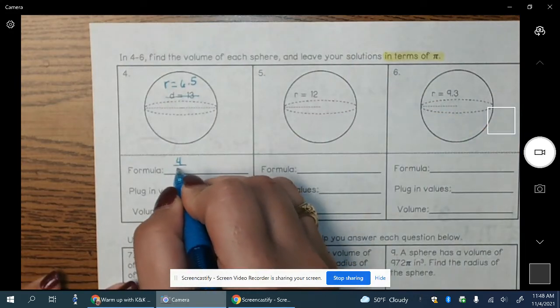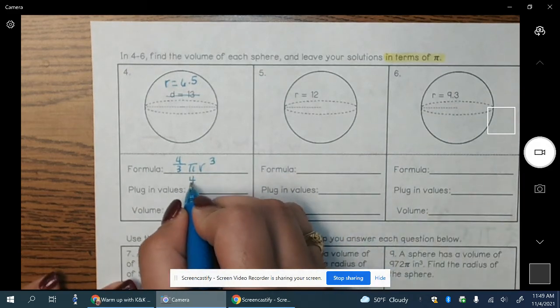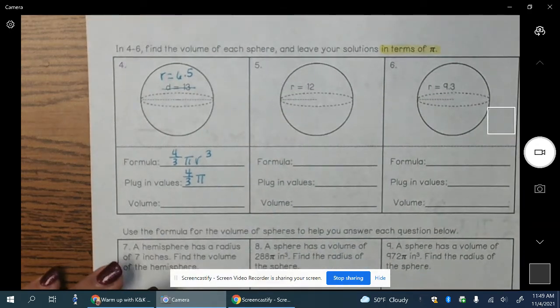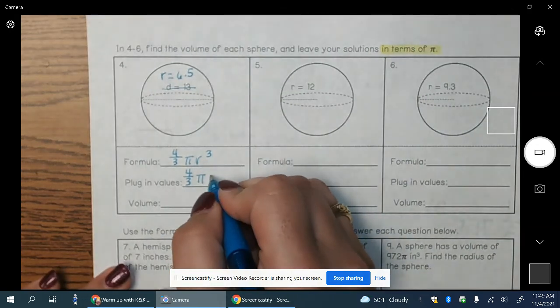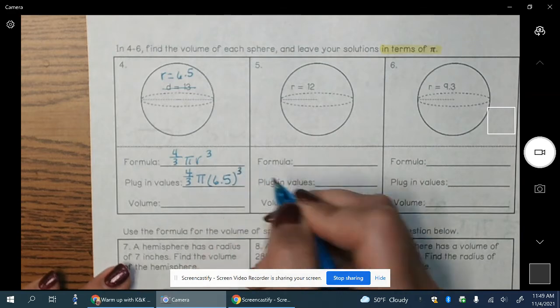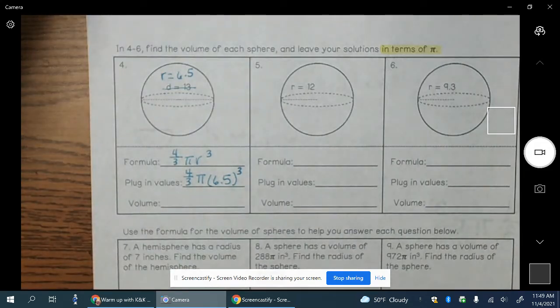Now this says in terms of pi. So our formula is still 4/3 pi r cubed. But I'm not going to plug in 3.14. I'm leaving pi, but I need to plug in my radius, which Brandon told us was 6.5 cubed. Okay, do not shout the answer out. Give everybody a chance to multiply. And make sure you leave pi in your answer.